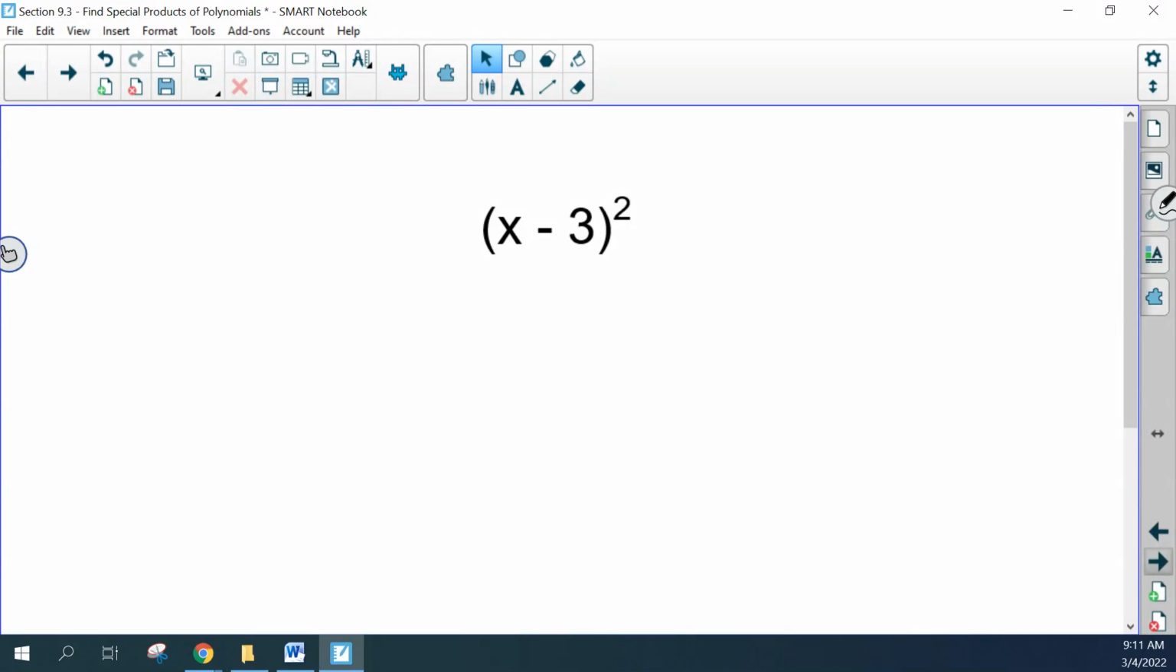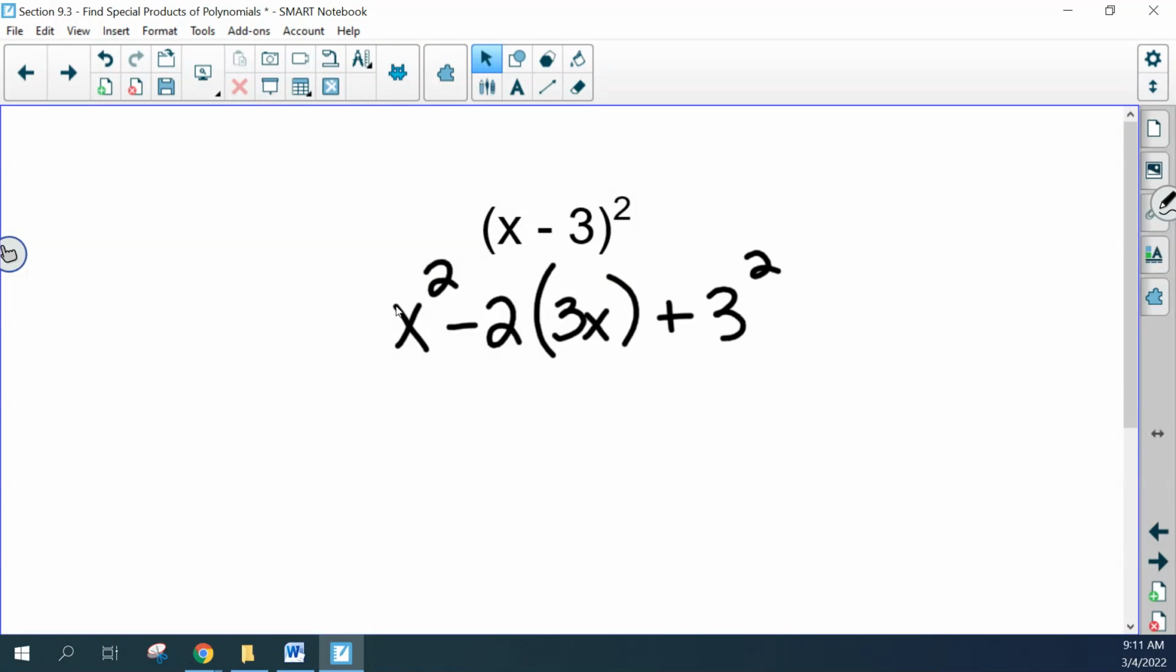All right, next one, (x − 3) squared. So we're going to go through that same process: square the first term, minus 2, and then take a times b, which would equal 3x, plus 3 squared. So x squared minus 6x plus 9. So again, you're going to end up with a perfect square at the end.